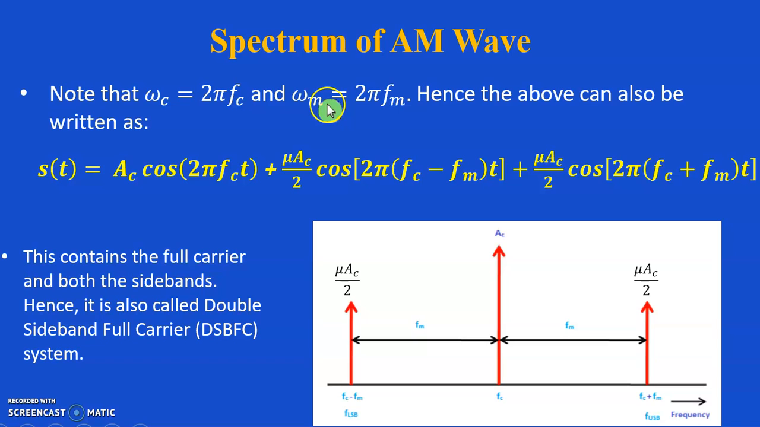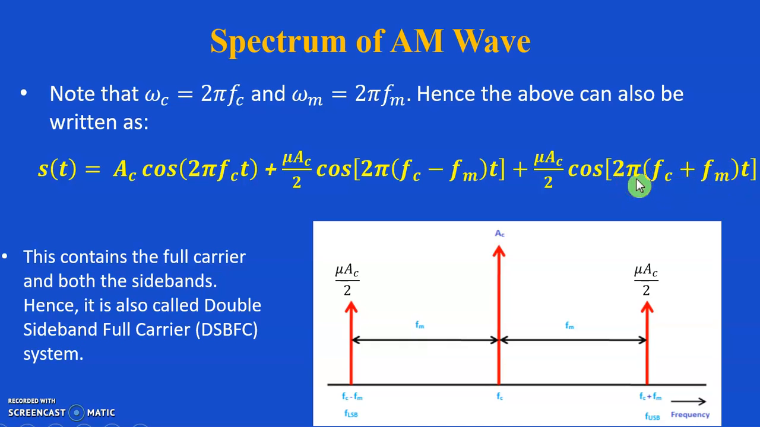Hence we can write S(t) in terms of frequency in hertz instead of omega. So S(t) can be expressed as Ac cos(2πfc t), for the pure carrier or unmodulated carrier signal, plus μAc/2 cos(2π(fc − fm)t) for the lower side band, plus μAc/2 cos(2π(fc + fm)t) for the upper side band.